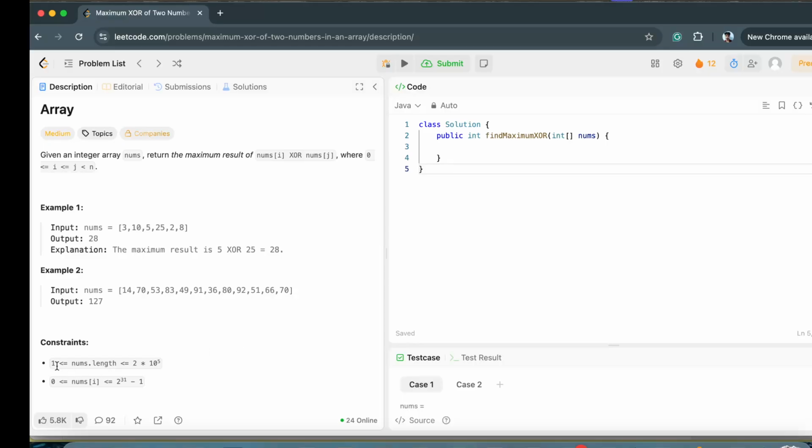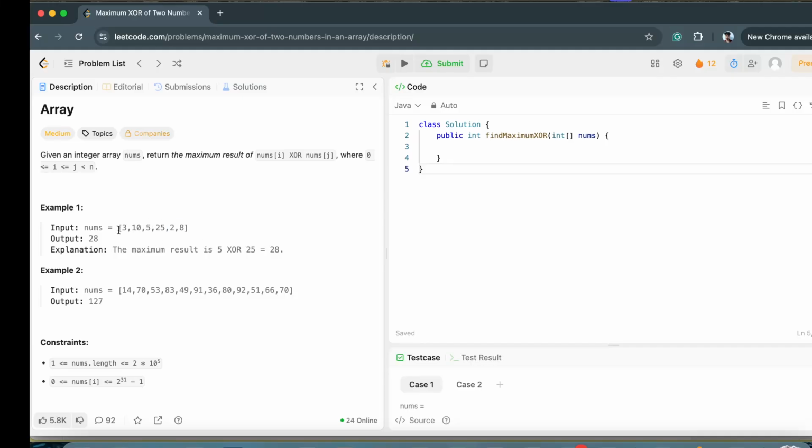And if we look into the constraints, nums.length, that is the array's length, is up to 10 to the power of 5. That means if we try to write this code in a brute force way, we will start the first for loop from the 0th index, pointing to i. Then the second for loop starts from the next index onwards, so it will be j, starting from i plus 1.